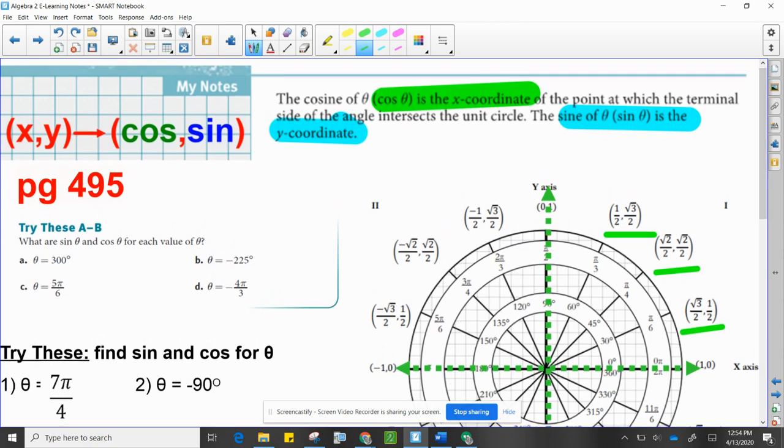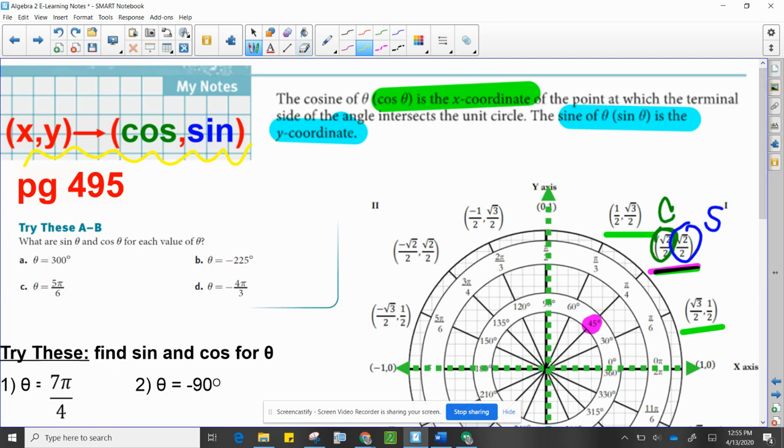When we're finding the cosine, it is the x-coordinate of the point at which the terminal side of the angle intersects the unit circle. So what they're talking about is if we have 45 degrees here, this point then goes with 45 degrees. The x value is the cosine, so this would be your cosine. And the y value is the sine. So that's what they're talking about. The ordered pair translates to this: the x value is the cosine of that angle, the y value is the sine.